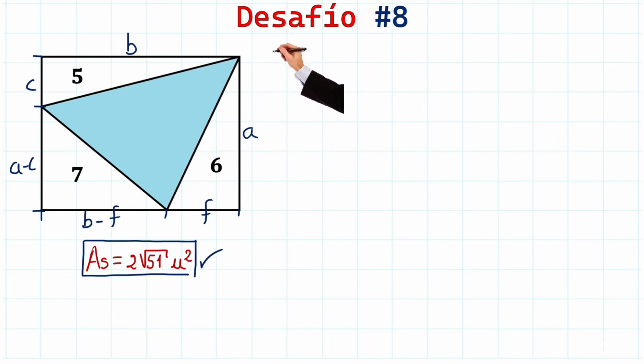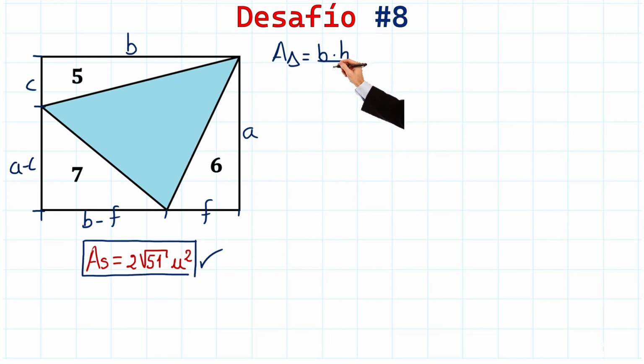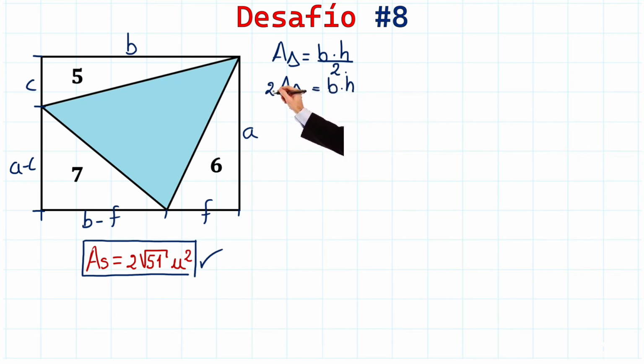We also know that the area of a triangle is base times height divided by 2. And we can move this 2 to the other side, right? And we would have that 2 times the area of a triangle is equal to base times height. Great. So we can replace data here, and keep replacing with the data we already have.